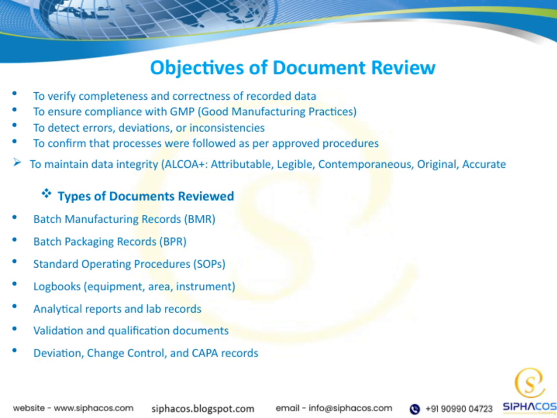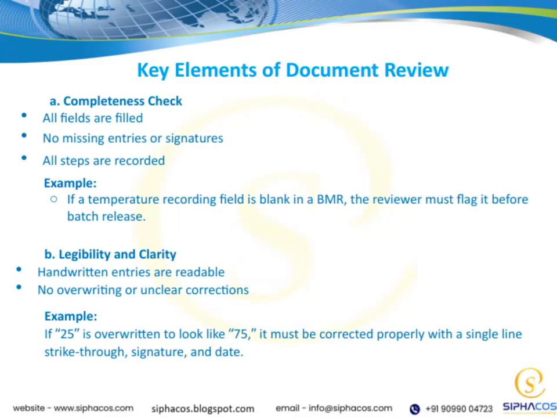Let's talk about the importance of legibility and clarity in documentation. First, handwritten entries need to be easily readable. If someone writes a number or note, it should be clear enough for anyone to understand without confusion. Next, avoid overwriting or making unclear corrections. This means if a mistake is made, it should be corrected properly. For example, if the number 25 is written over to look like 75, it must be corrected with a single line strike-through, then signed and dated to show the correction was intentional and verified.